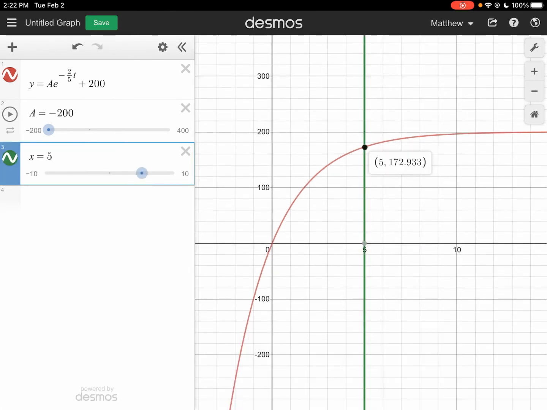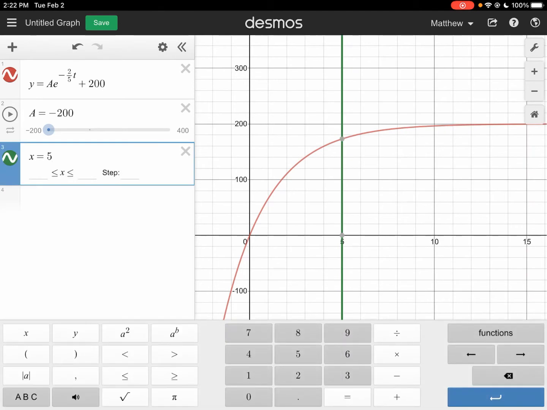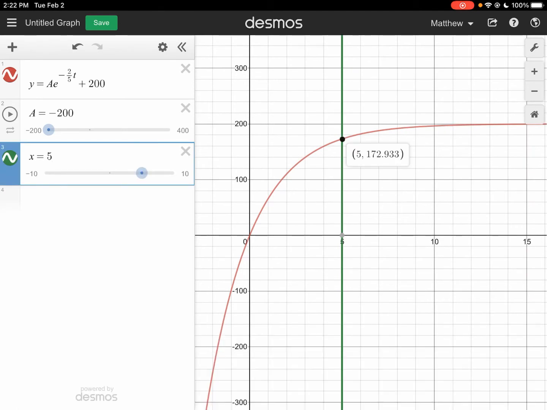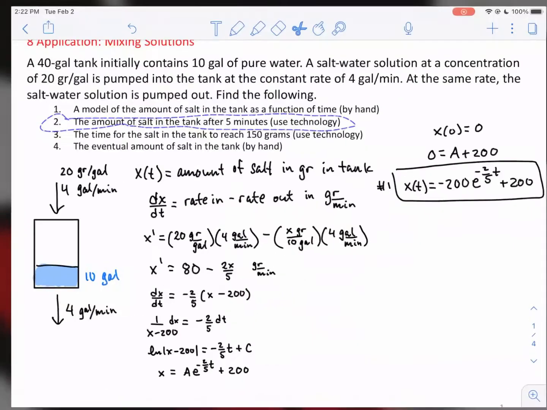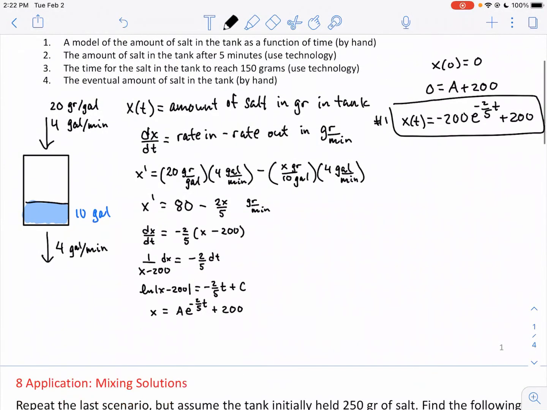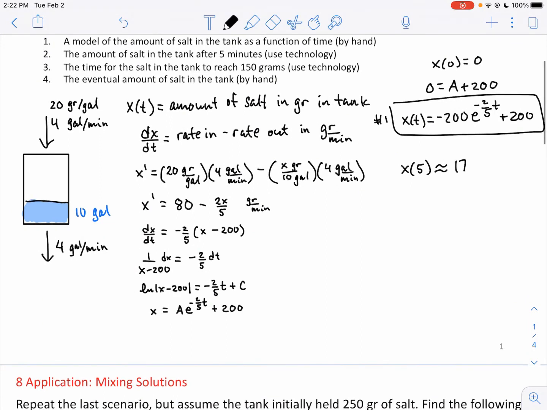There we go. Oops, come back please. Thank you. At time 5, we can see that there's roughly 172.9 grams of salt in the tank. So this would look like the following. X of 5 is approximately equal to 172.9 grams of salt.